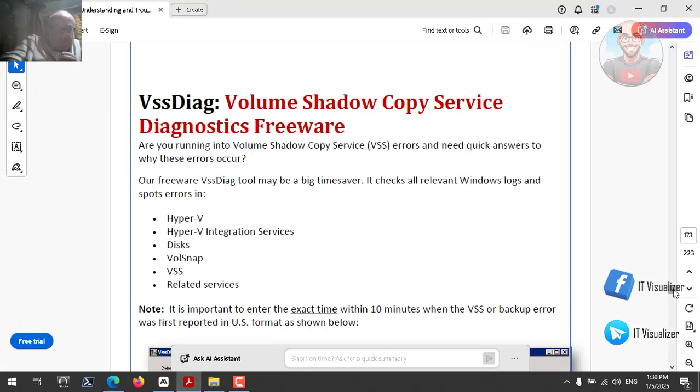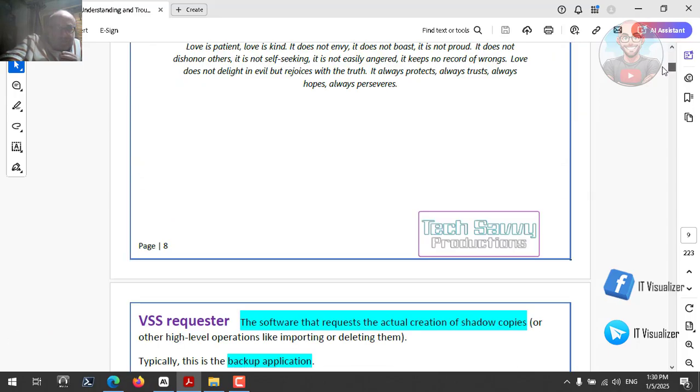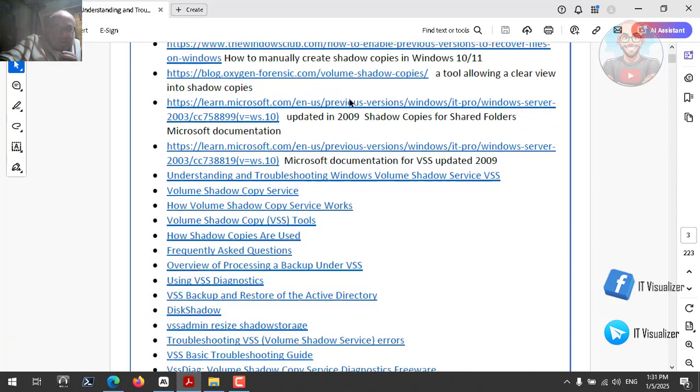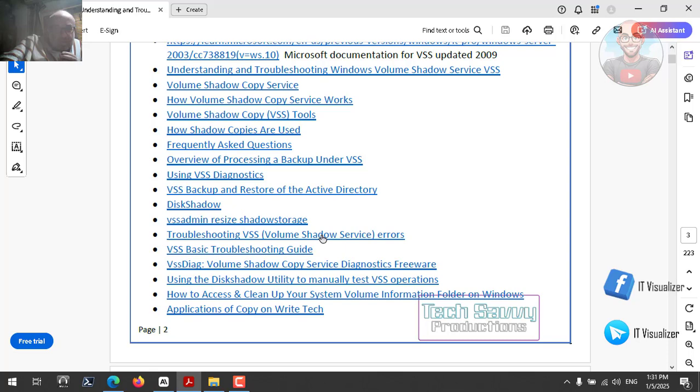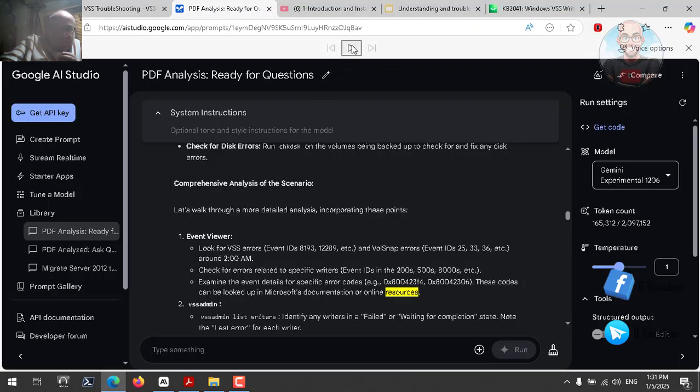If we go to the documentation, we will see another one. Let me show you something here. If we go there, there are the error codes. Okay, here we can see these are the errors. So you need to open the volume shadow copy events and see these codes, which will give you a hint about what's going on. The shadow copy provider had an error. Please see the system and application events for more information. This is one thing. So this is a good thing also to see.